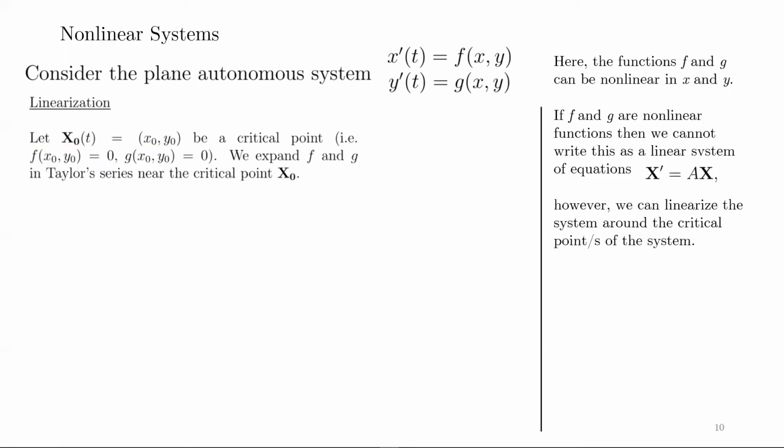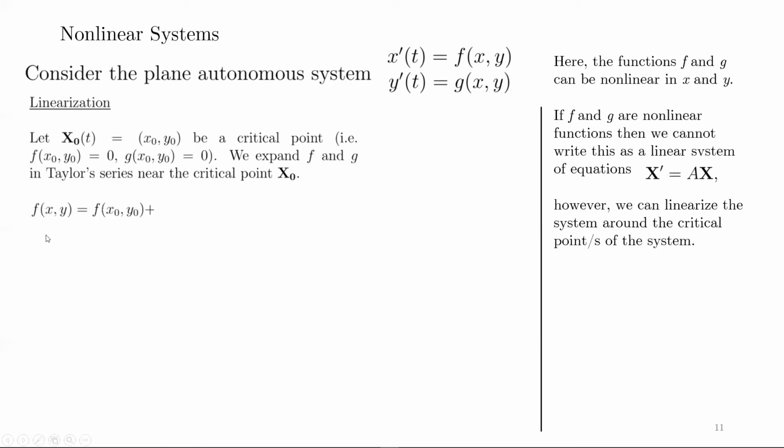So we're going to expand the function f and the function g in a Taylor series near the critical point x naught. You might like to look back to your notes from first year calculus on how we expand a function in a Taylor series. But because these functions f and g are functions of 2 variables, x and y, this Taylor series is going to be an expansion in 2 variables.